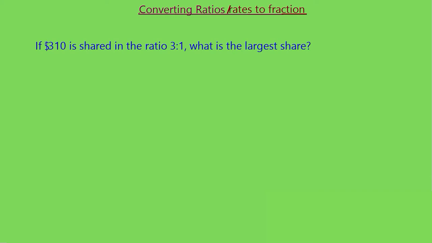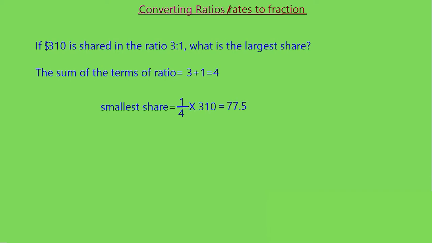So we now need to calculate the sum of the ratio. That's 3 plus 1, we get 4 from adding. Now to find the smallest share, remember that 1 is the smallest number of the ratio. So we divide 1 by 4, and multiply the fraction by 310, we get 77.5 for the smallest share.